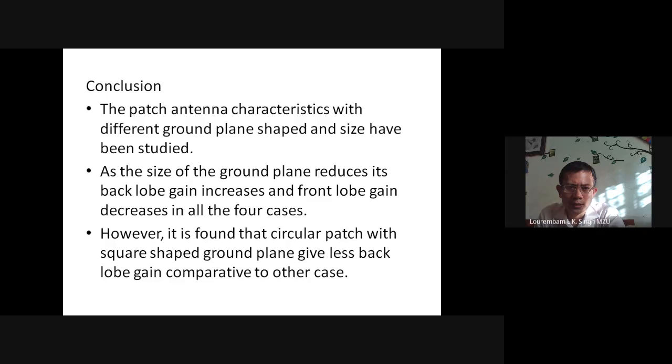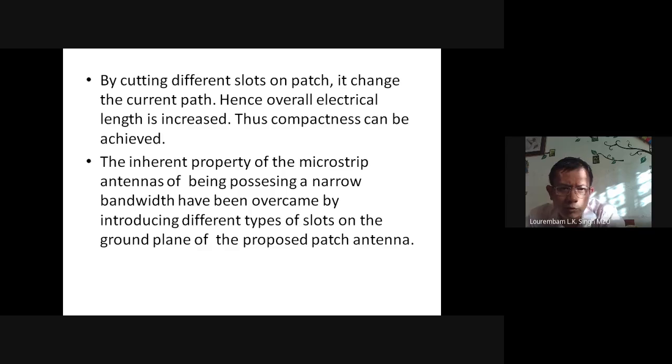Okay. So like this, we have studied the different shapes of the ground planes. It is crucial to consider the size of the ground plane. The conclusion is that as the ground plane reduces, the back lobe increases, but the front lobe gain decreases in all four cases. But we have found that for the square shapes and the circular ones, the square shape ground should be used. It is a very good option so that our radiations can be maintained, as well as for smaller sizes.